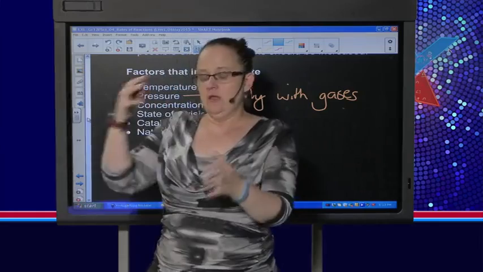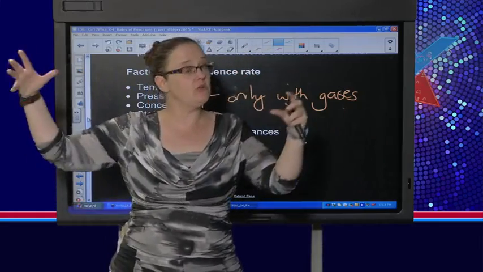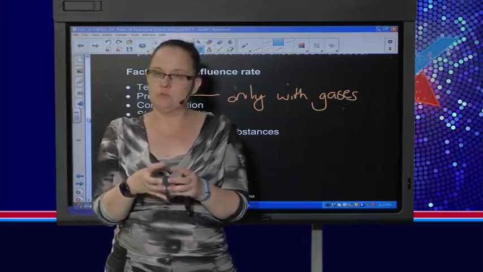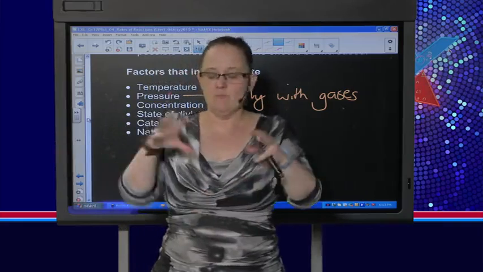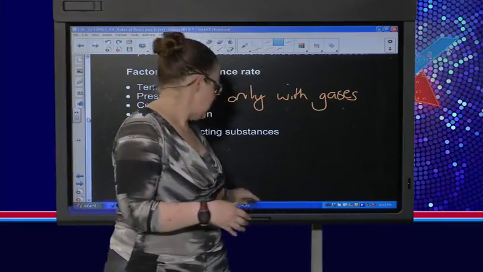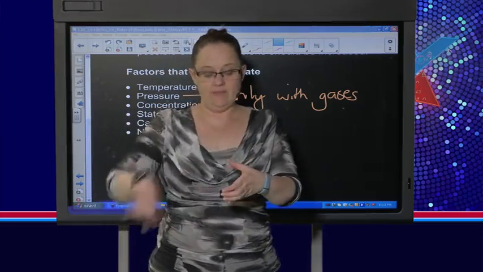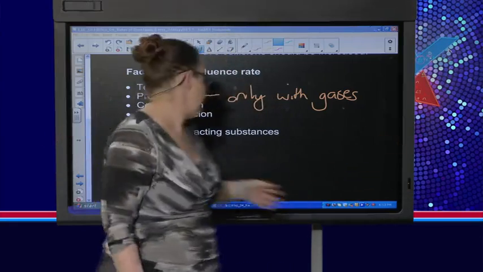Remember pressure from your gas laws from last year: if I increase the pressure generally, that means I'm going to make the volume smaller. If I make the volume smaller, I'm actually increasing concentration. There's a smaller space, and if there's a smaller space, then more of them are going to collide. The more collisions we have, the more likely it is to be effective.